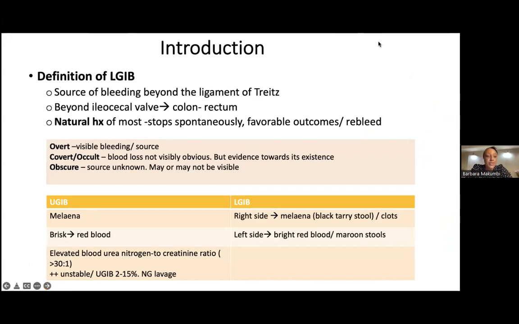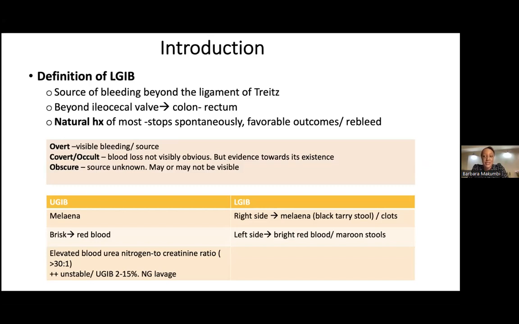So I'm going to begin by talking about the definition of a lower GI bleed. In theory, lower GI bleed is defined as bleeding beyond the ligament of Treitz. However, in most guidelines and in the scope of this talk, we'll be talking about bleeds beyond the ileocecal valve, so that involves the colon and the rectum. The natural history of lower GI bleeds generally is a favorable outcome. Most of these bleeds, 80% of them actually, stop spontaneously. However, there is also a concern about rebleed.